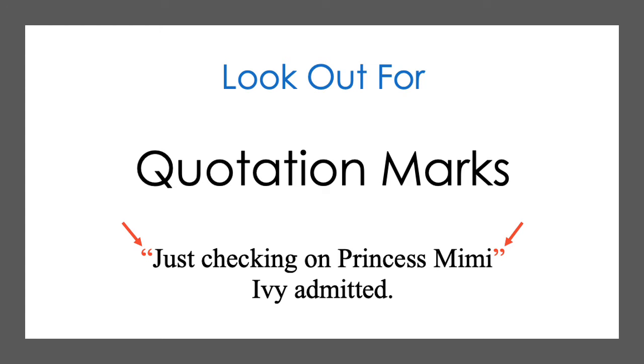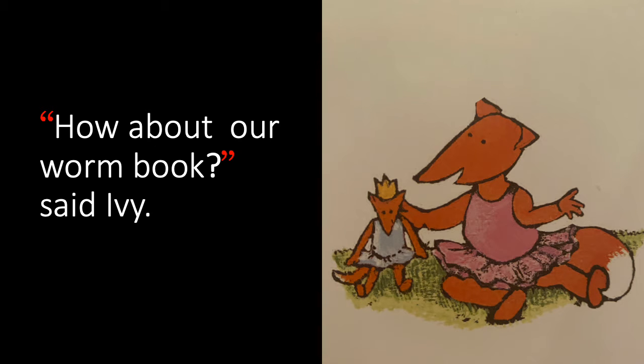Readers also need to be on the lookout for quotation marks. Do you see the small floating commas marked in red? Those are quotation marks. They show where a character begins talking and when the character stops talking. The quotation marks on this page show that Ivy is talking.